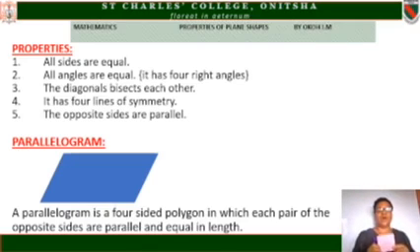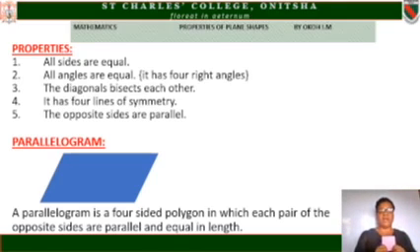1, we say that all the sides are equal. All the 4 sides are equal. Number 2, all the angles are equal. Just like a rectangle, it has 4 right angles. They are equal. Then number 3, the diagonals bisect each other. Number 4, it has 4 lines of symmetry.